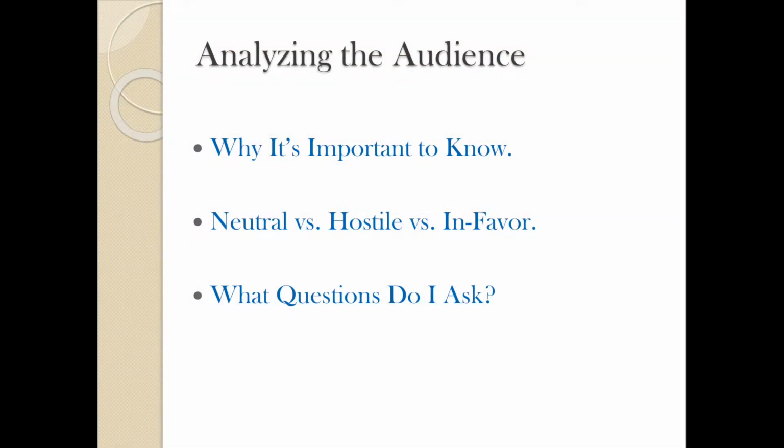So when you're doing your research and getting ready to actually write the paper itself, it's important that you analyze and understand what type of audience you are writing to. This is important because depending on the type of audience you have, or even the type of person your professor is, you'll need to construct your argument regarding your research in a certain way. You might have learned this in English class before, but there are 3 different types of audiences. There are neutral, hostile, and in favor.